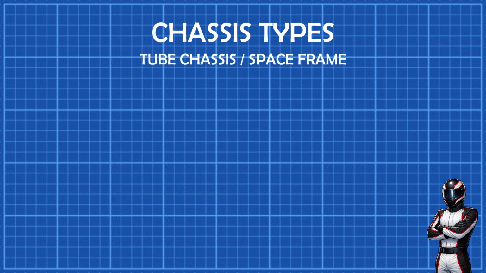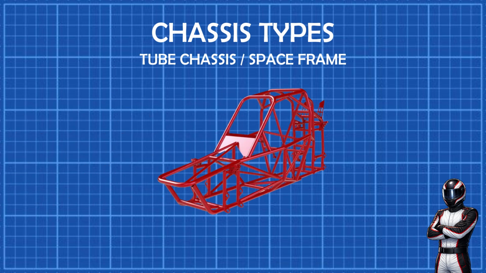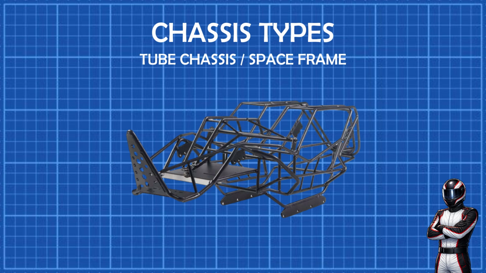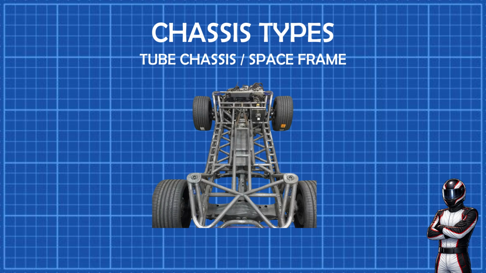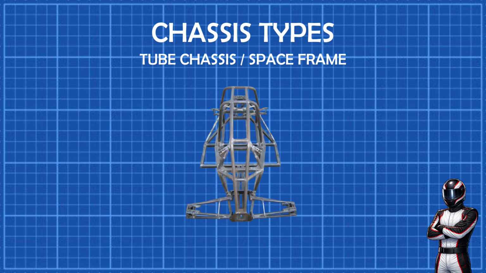Tube chassis/space frame, highly recommended. A structure made from steel tubes where strength comes from triangulation. When designed correctly, it is extremely strong, lightweight, and fully customizable. But remember, tubes don't add strength. Triangles do. Poor geometry here can be dangerous.